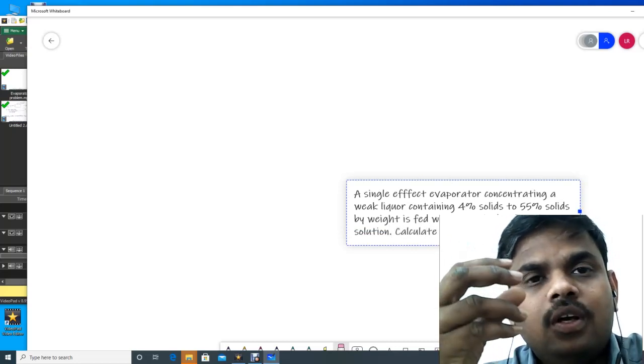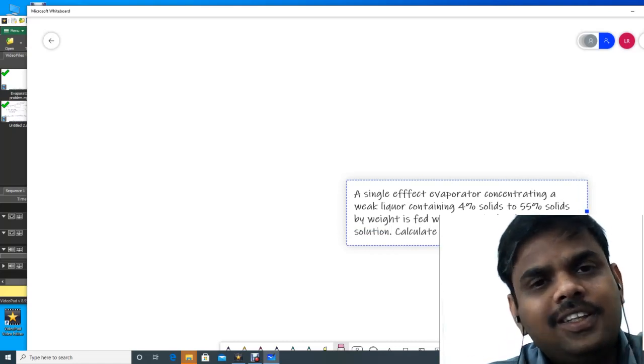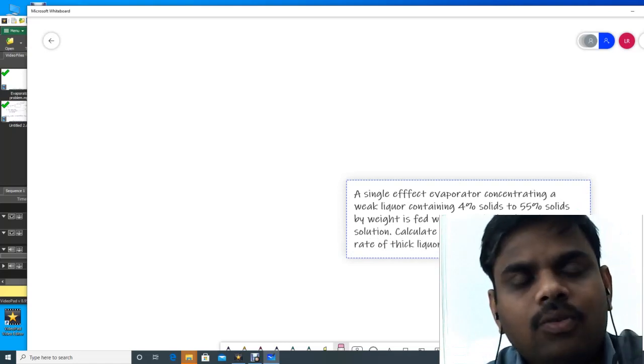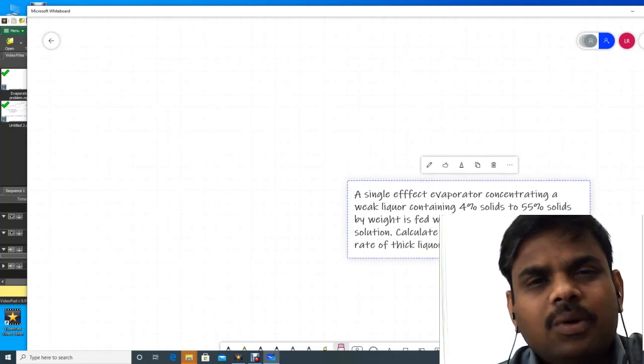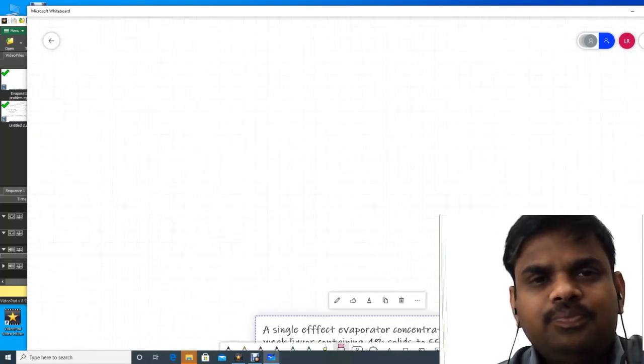Whatever is the amount of solids present in the feed, that is equal to the amount of solids present in the thick liquor only. It is present in one input and one output only. So we can write overall material balance and then individual material balance. The basis is given directly. Try to solve this problem.